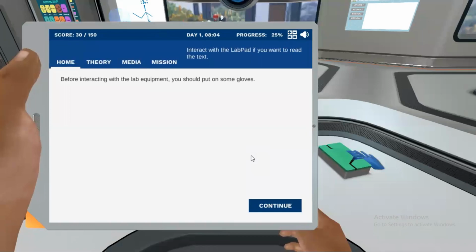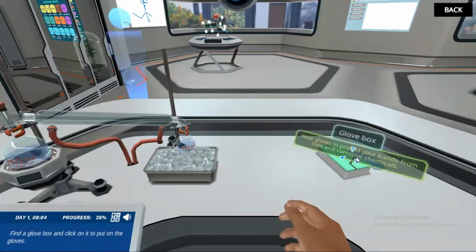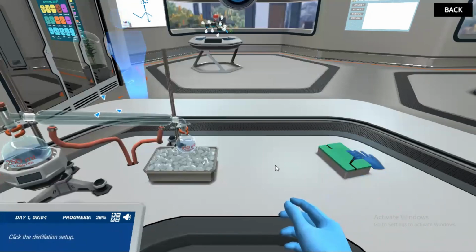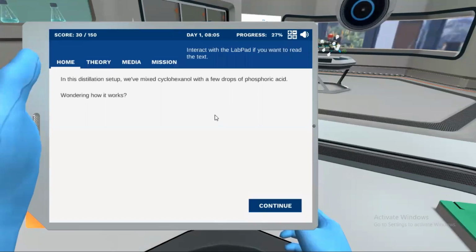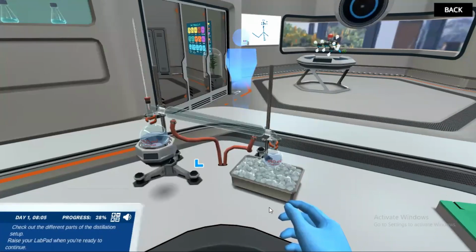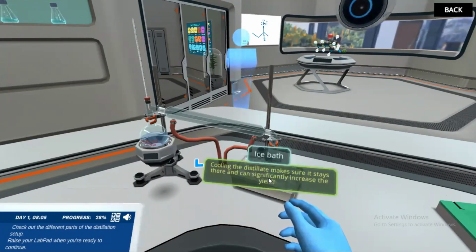Before interacting with the lab equipment, you should put on some gloves. Find a glove box and click the distillation setup. In this distillation setup, we've mixed cyclohexanol with a few drops of phosphoric acid. Wondering how it works? Check out the different parts of the distillation setup. Raise your lab pad when you're ready to continue.